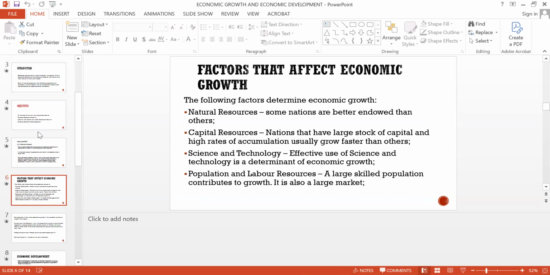So we want to ask, what are the factors that drive economic growth? What are the propellers of economic growth in society? If you take a leap from the other topic we treated, there are a number of factors that are indicators that a country is experiencing growth. One of them is natural resources.